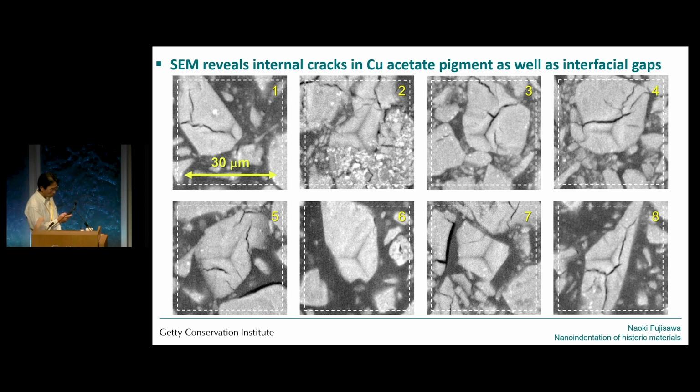If you enlarge the individual indentation sites, you can see that there are many cracks. We don't know whether they existed before indentation or occurred during indentation, as well as some gaps between some of the pigments and the binding material. The black region is the binding material, so some pigment particles were supported predominantly by the more compliant binding material.